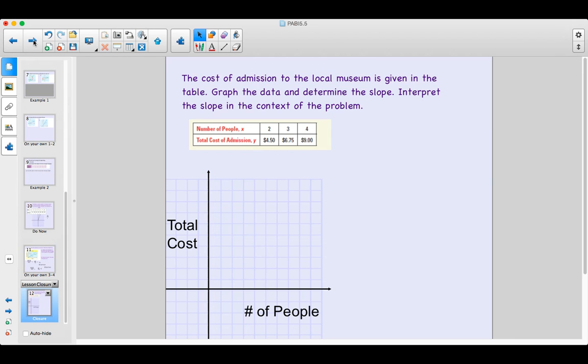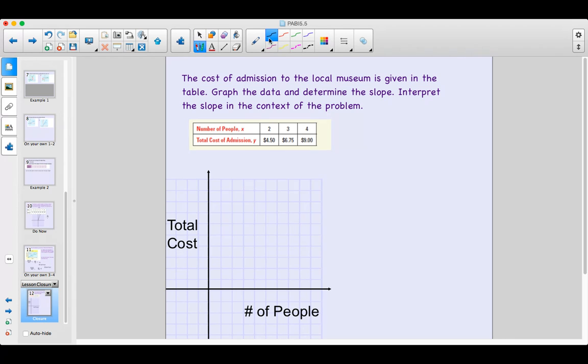Let's look at just one more example. It says the cost of admission to the local museum is given in the table. Graph the data and determine the slope. Interpret the slope in the context of the problem. So I kind of started to set up my graph here. Look at the table. We're talking about the number of people X. So I put that on my X-axis, and I'm comparing it to the total cost of admission Y.